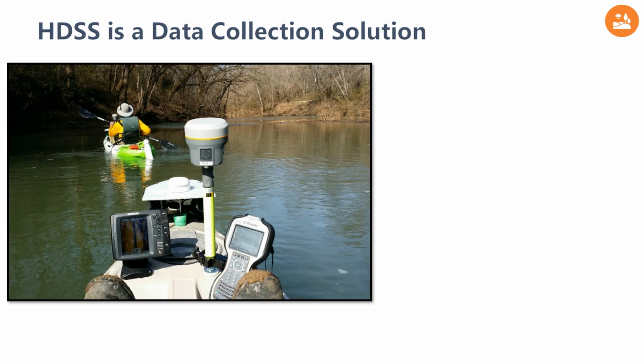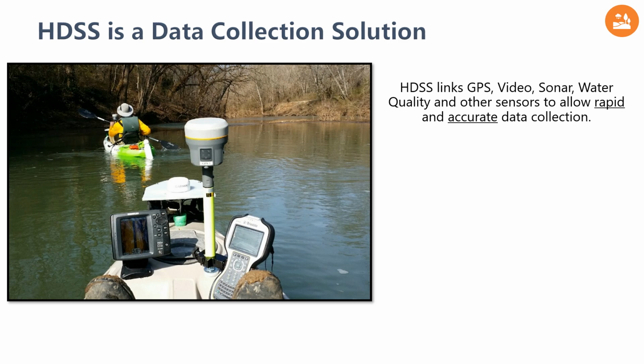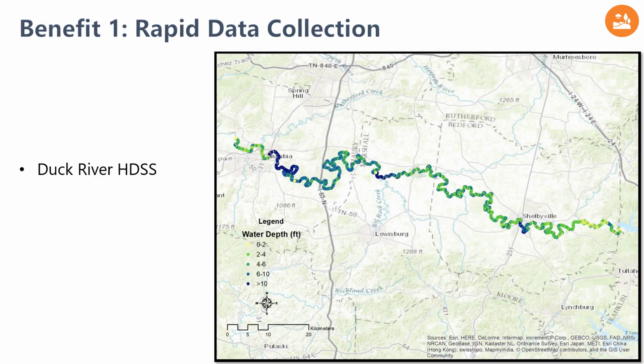HDSS data collection techniques are designed to address all of the problems discussed on the previous slide. A high-definition stream survey links GPS, video, sonar, water quality, and other sensors to allow rapid and accurate data collection. There are three major benefits of using the HDSS system for data collection. First, HDSS rapidly collects continuous 1-meter resolution georeferenced stream data that is needed to accurately assess the conditions within your MS4 network. For example, HDSS documented 155 continuous miles of the Duck River with 2 people in only 10 days.